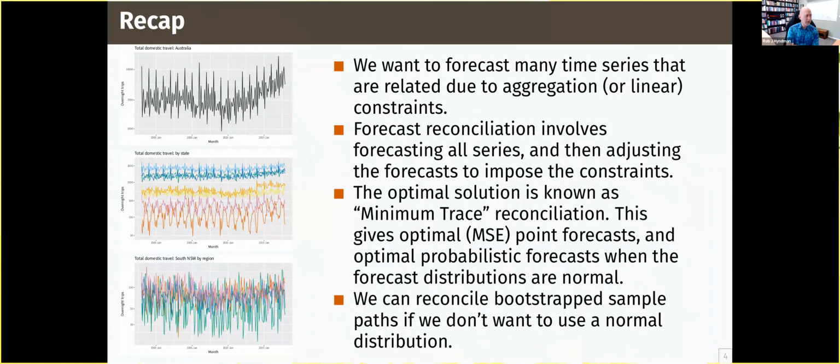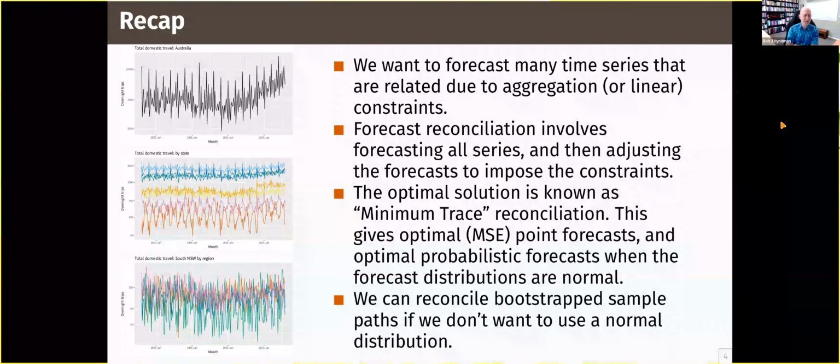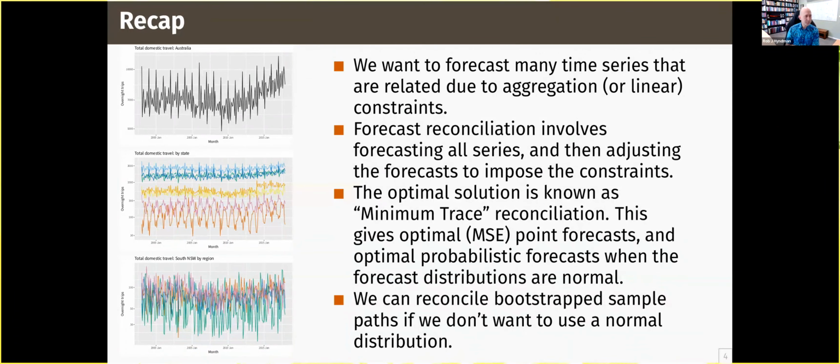are imposed. The optimal solution is MINT, minimum trace reconciliation, and it gives optimal point forecasts, where MSE is the objective function, and it gives optimal probabilistic forecasts if the forecast distributions are normal. And then last time I talked about if you don't want to assume normality, you can use a type of bootstrap to ensure you get coherent forecasts by reconciling sample paths.